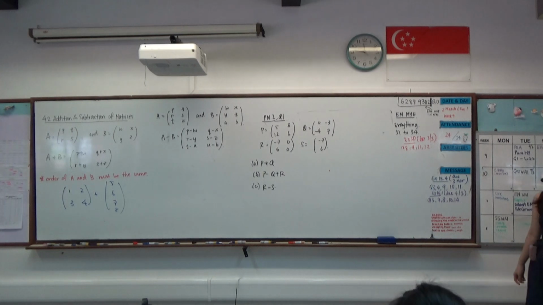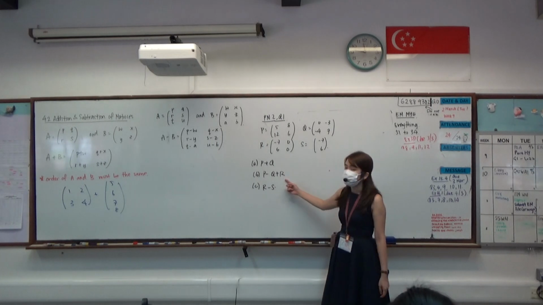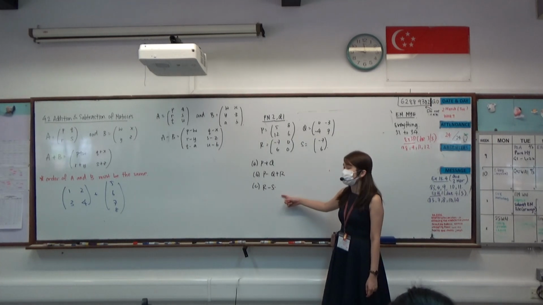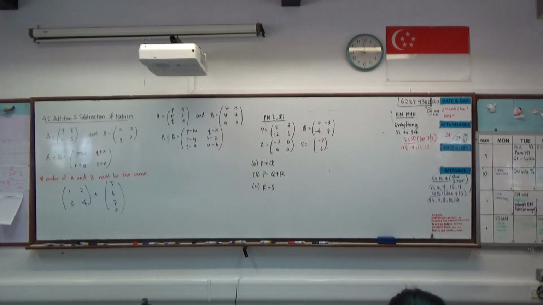So if you were to be given P, Q, R, S, these matrices that represent P, Q, R, S, I want you to go and find out the value of P plus Q, P minus Q plus R, as well as R minus S, provided that it is possible. If it's not possible, just write it down as not possible to evaluate. I'll give you maybe about 5 minutes.